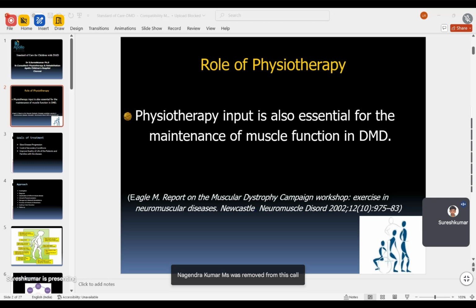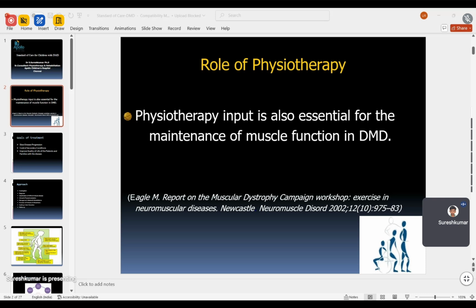For all those things, what we do is start documenting the child's strength with respect to muscles, function, pulmonary, everything we used to measure. So these are all the commonest tools we use in our clinic. One is manual muscle testing. When we do manual muscle testing, the grading is between 0 and 5.